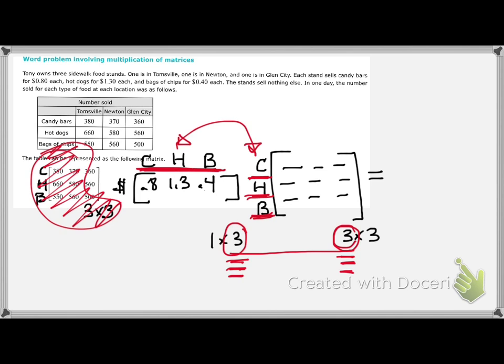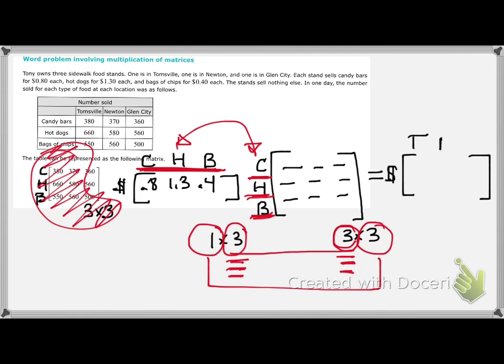But I will just point out, what's the result of multiplying them? The result is a 1 by 3. So these outside numbers give me the result. So I'm going to have a 1 by 3 matrix here. And what are the rows and columns of this matrix going to be? It's going to be money, and then it's going to be the towns, Tomsville, Newton, and Glen City.